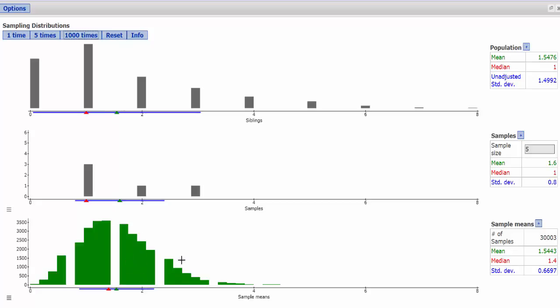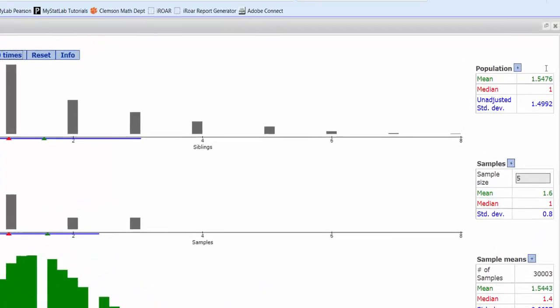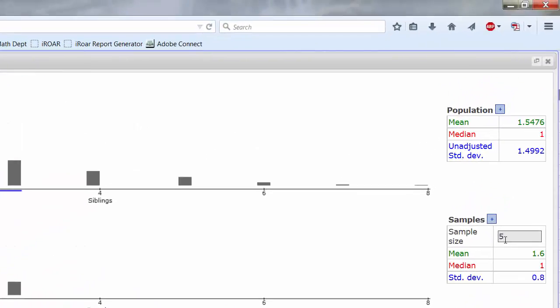Okay, so this illustrates what the sampling distribution would look like for samples of size 5. The next question is, what can we expect if we were to take larger samples, let's say of 30 people at a time?